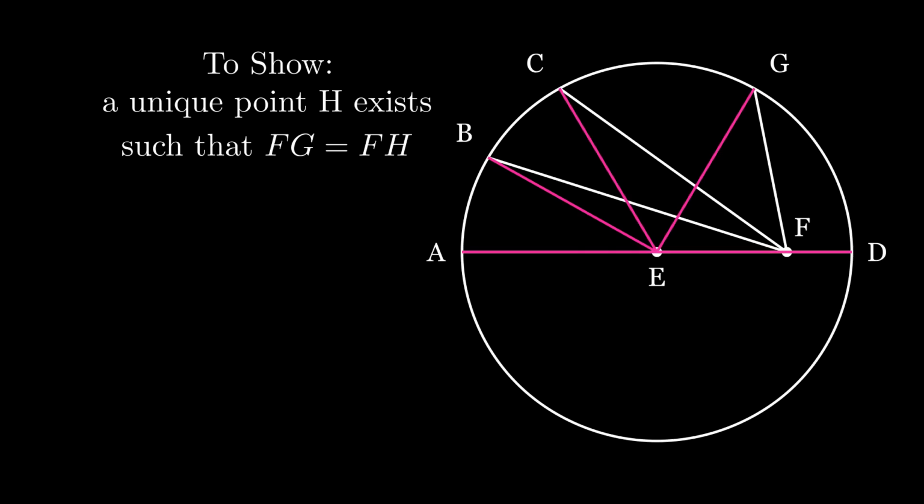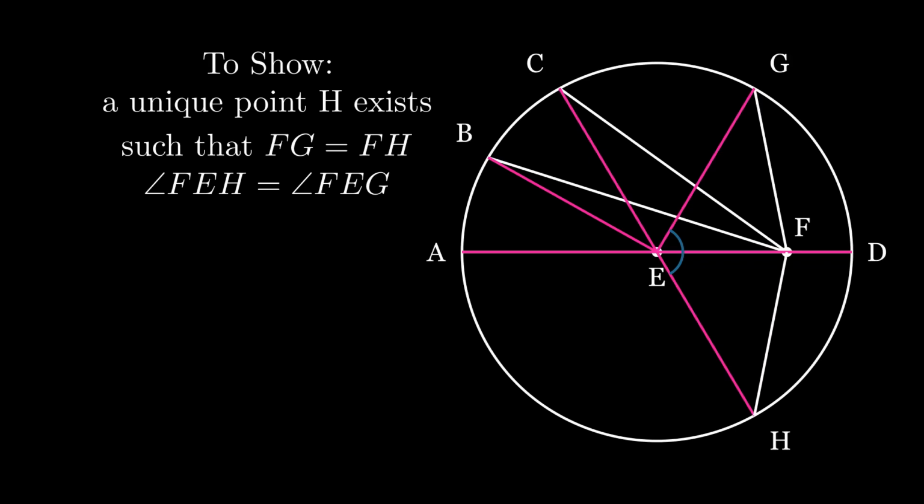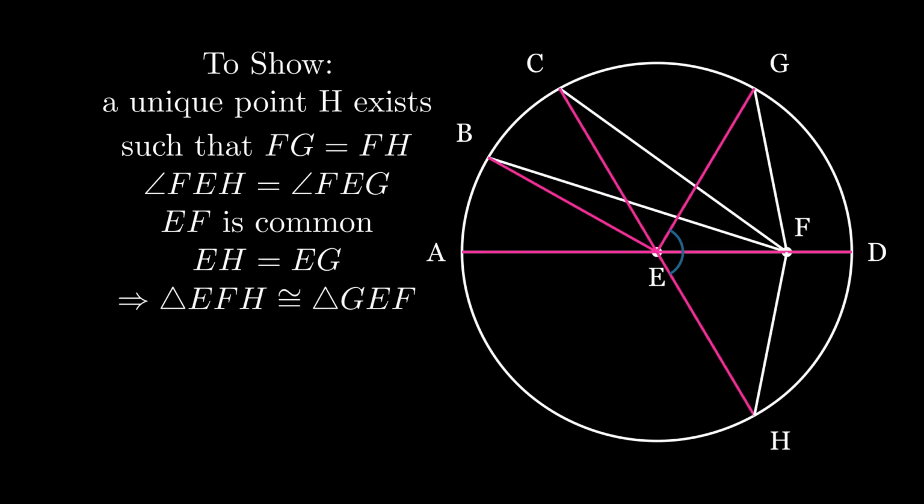To show that such a spot does exist, we can construct EH such that angle FEH is equal to angle FEG, and then we can connect FH, which gives us another triangle. This triangle shares a base, EF, with triangle FEG. EH is equal to EG. They have two angles that are equal. Therefore, we know that these two triangles are equal, and so FG is equal to FH.